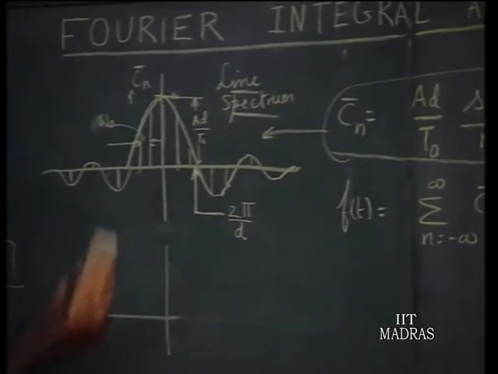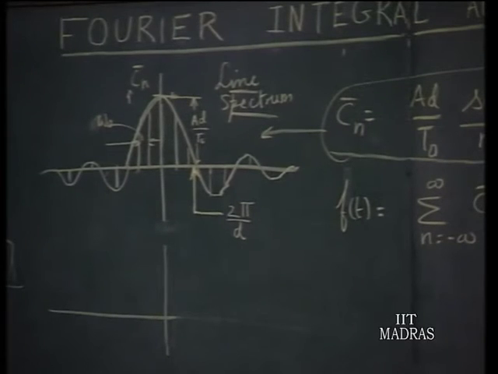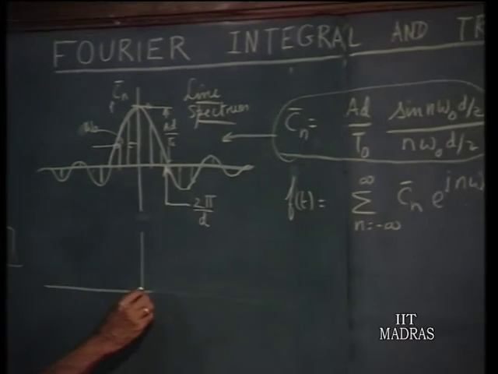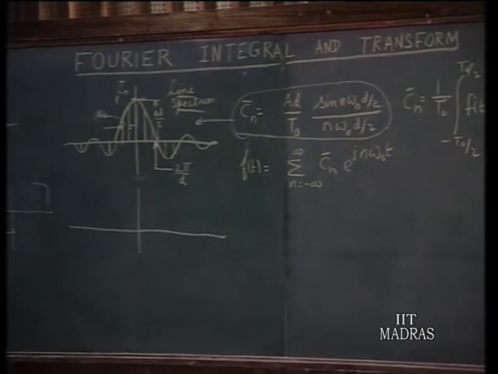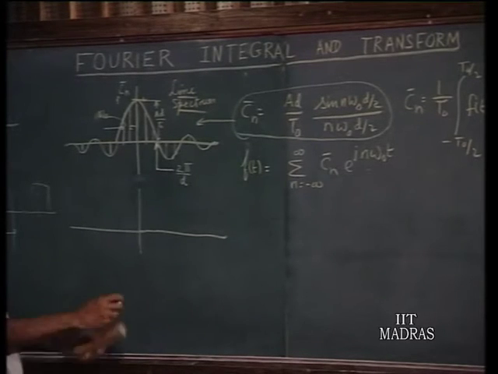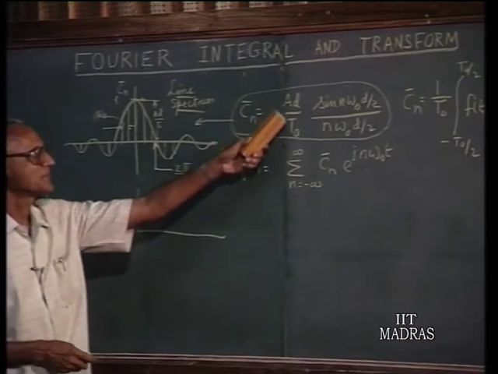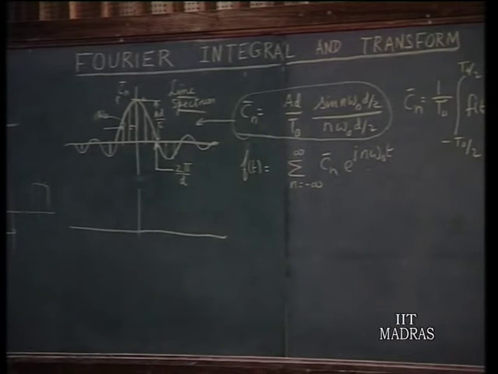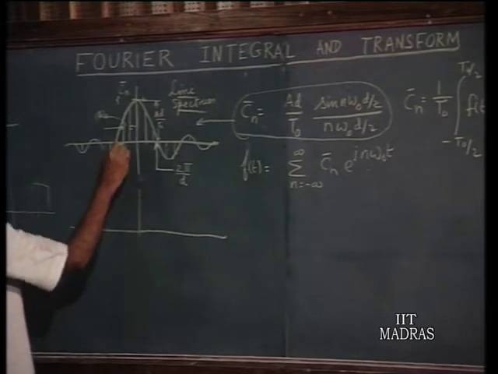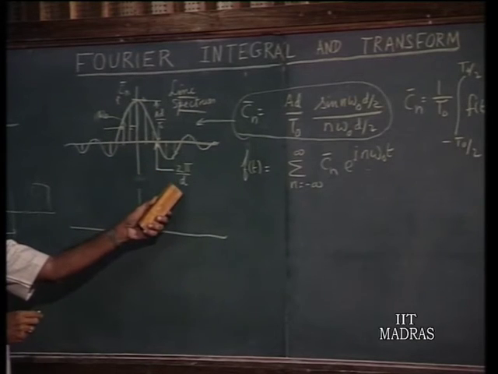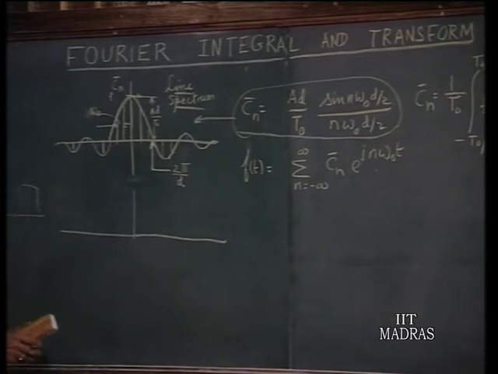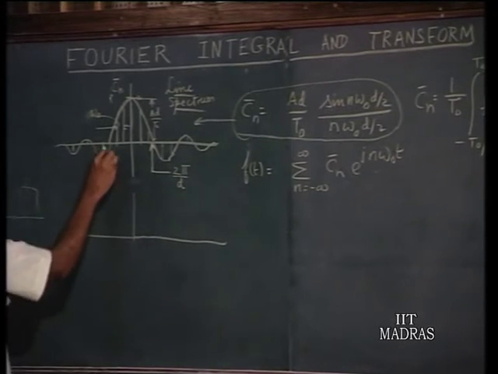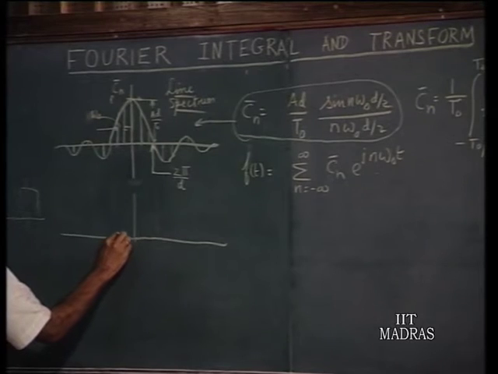And the spacing between two adjacent components is omega naught. Now, when we make the period larger and larger, keeping the pulse width the same d, what you have is A d upon T naught becomes smaller, very small. So, the result is that after all 2 pi by d remains invariant, because the 0 occurs when n omega naught d by 2 is pi, and that corresponds to 2 pi upon d.